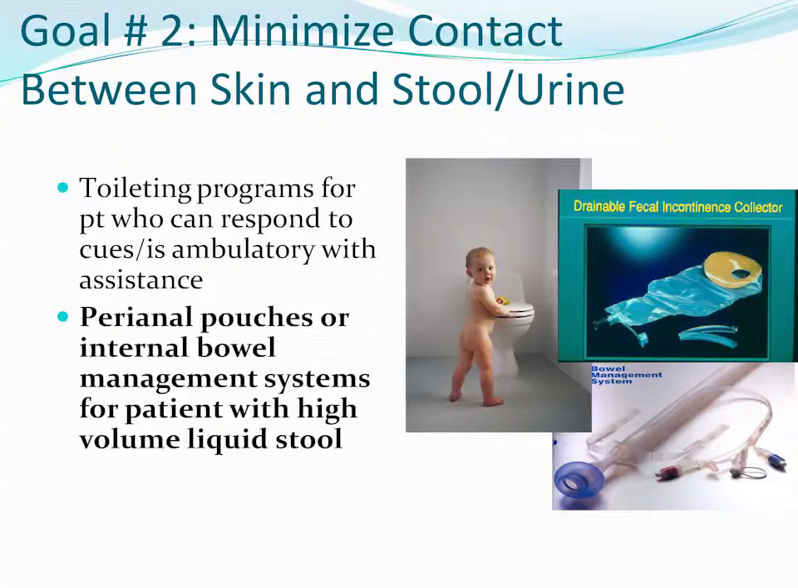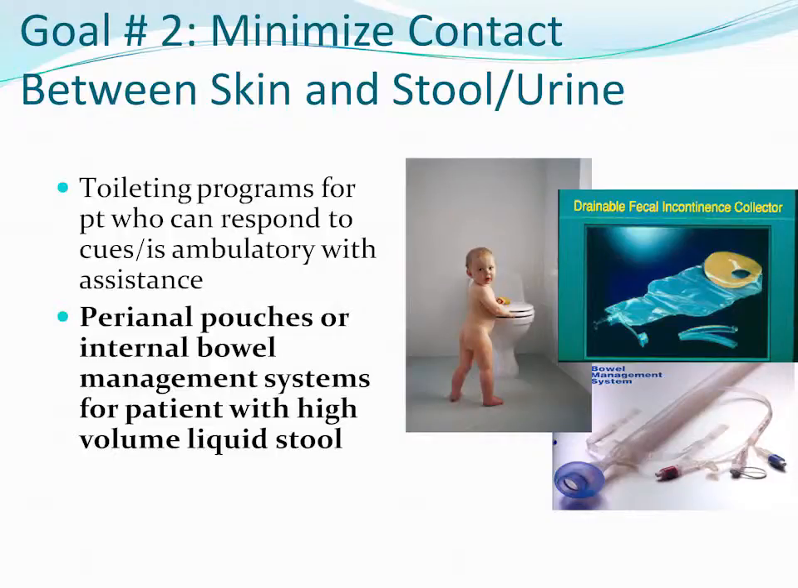You heard a lot yesterday about how important it is to minimize contact with stool and urine, that toileting should always be our first choice. Can this patient be toileted? But if I can't toilet them, before I automatically put them in an absorptive product, I should think, what else is available to me? Can I use a condom catheter on this male patient with urinary incontinence?